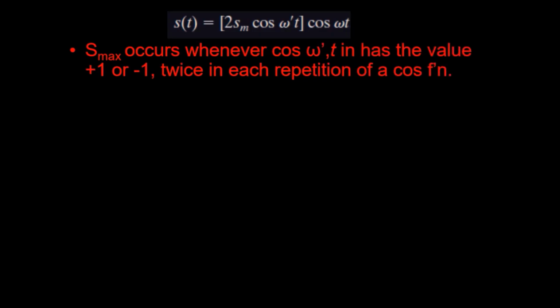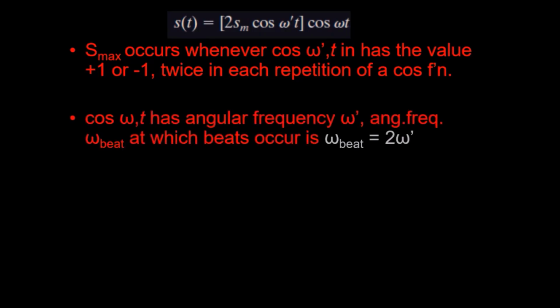What does that actually mean though in terms of the musical sound that we're producing? It's all well and good causing two interfering waves to give us a value of S and satisfying an equation in a physics test, but what does that mean? This means that the maximum amplitude occurs whenever cos omega prime t has the value of plus or minus 1. If you're talking about a cosine function, this will happen with each repetition, twice. So cos omega prime t has an angular frequency of omega prime here, so the angular frequency of our beats, omega beat, is 2 omega prime.